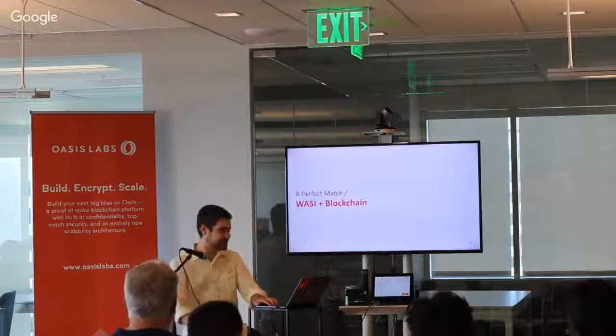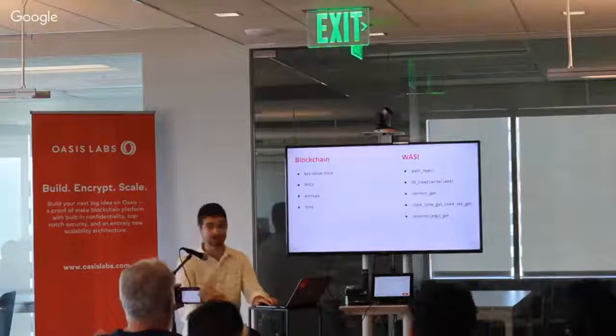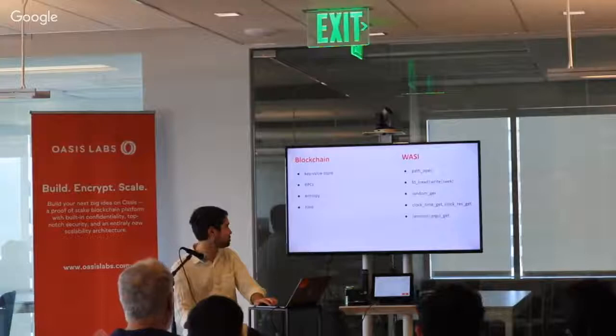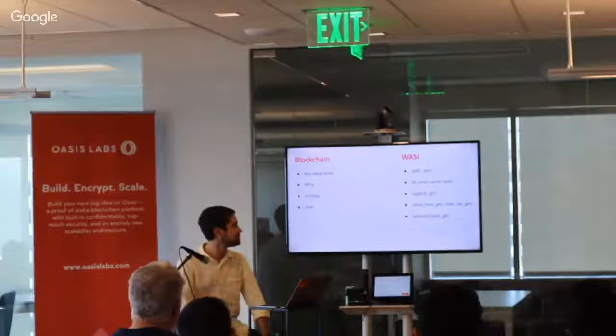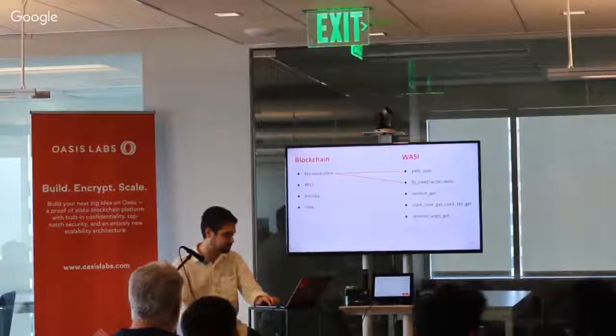Okay, so we have stuff on the left and stuff on the right. Let's see what each goes to. Key value store. Anyone want to guess which one of those it goes to? So you got your path open and you can see. Yeah, cool. Great, so far so good. One for one. RPCs.